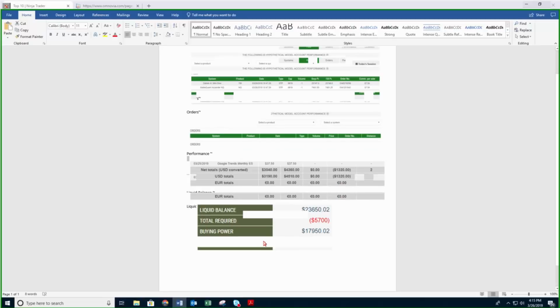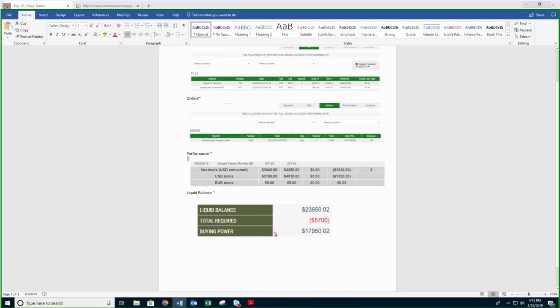We also show you what your liquid balance is, what your total required is, and what your buying power is. And this is live, so this is going to flash every single time you start and stop a system. Your required capital is going to change, your balance is going to change all the time. So here, this is my personal belief, because I have some clients who'll put $25,000 in an account, and they're going to have $20,000 in required capital.